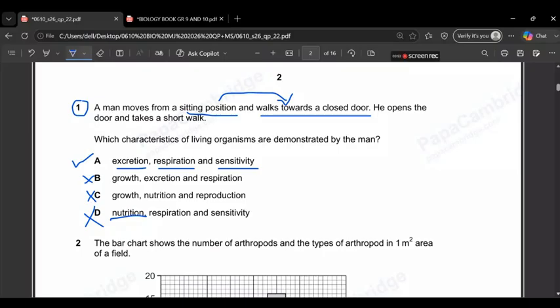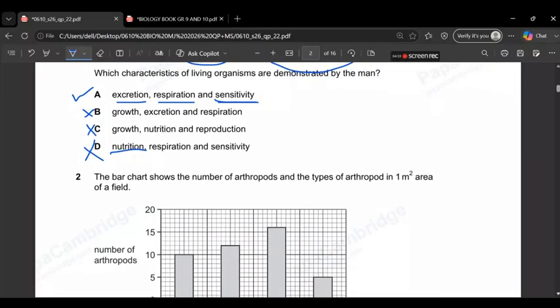Why sensitivity? Yeah, this could be a little question mark for the students. Like, he's not responding. No, he is responding. He was sitting, and then he changes his position, opening the door and going for a short walk. It means at first his surrounding was sitting somewhere, and then when he started walking, the surrounding changed. So sensitivity. So A will be the correct option. I hope it's okay.